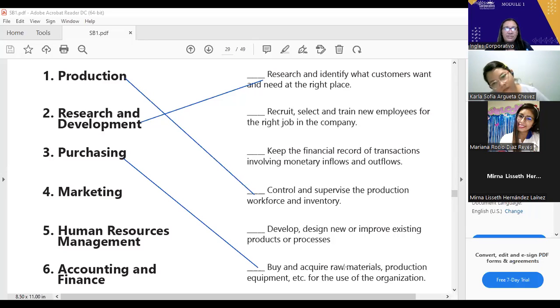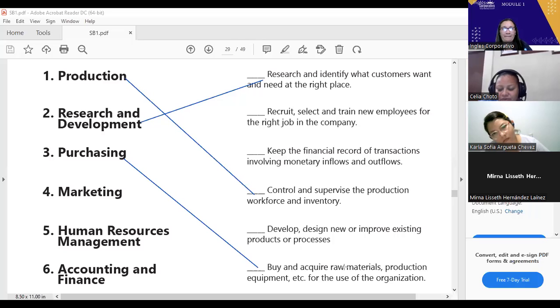Marketing, what is marketing in charge of? Develop and design new or improve existing products or processes. Everybody agree? Yes. All right.